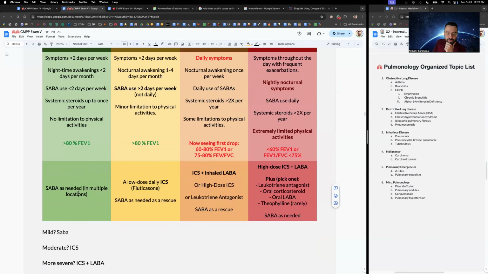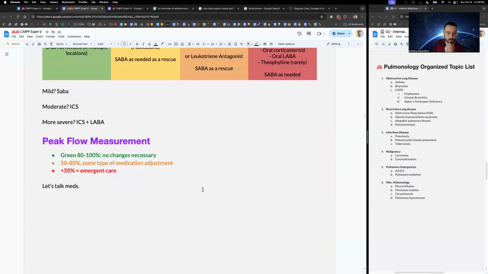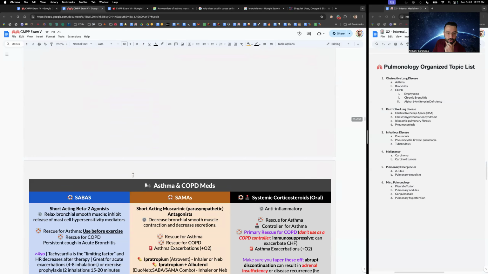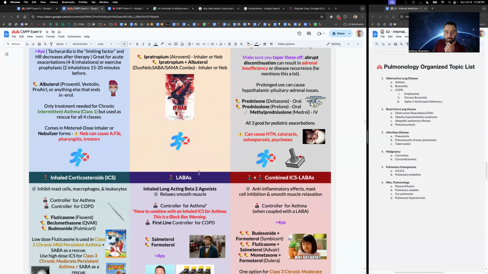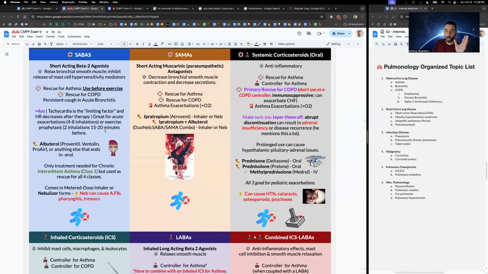I don't know that this is that important, like what they need to be on. More likely you'll be asked how to qualify this. Okay, so let's talk about medications here. You definitely want to know the names of what these categories are. So know that a SABA, a short-acting beta agonist, is albuterol.